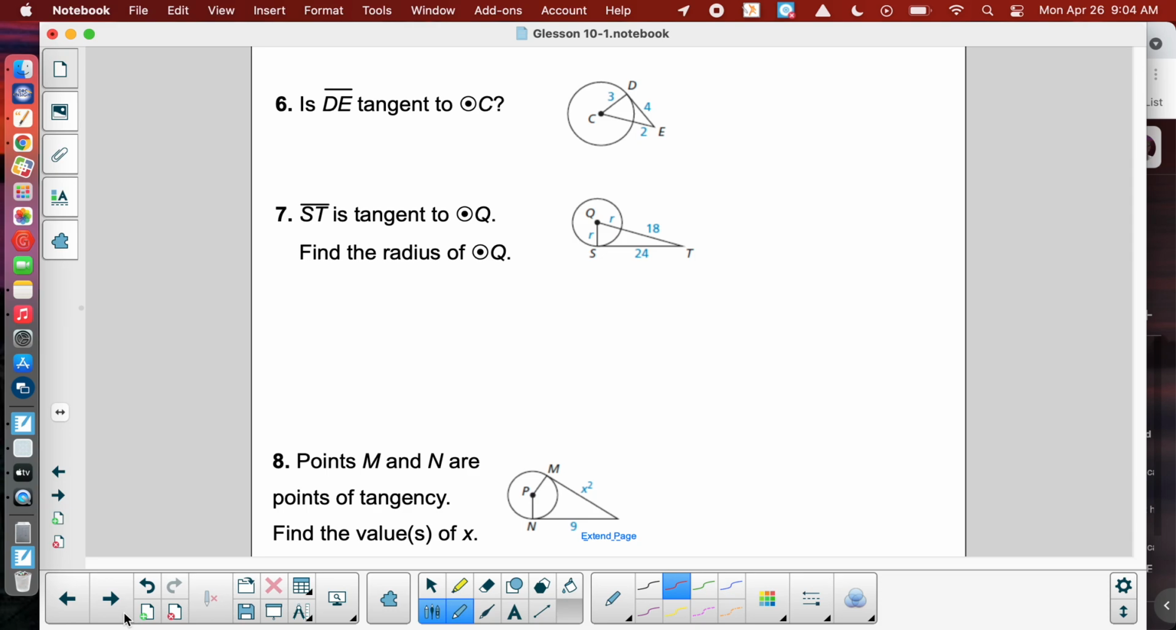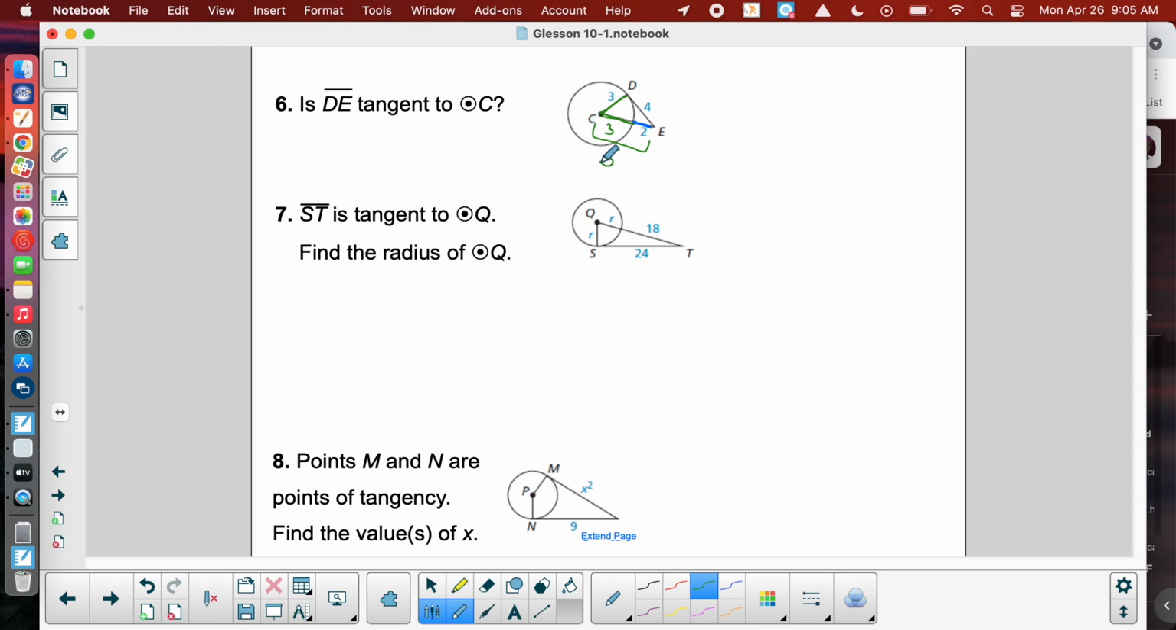Couple more examples real quick. Is DE tangent to angle C? Again, this has to be a right triangle in order for that to be the case. What some people might get confused about here is the 2 here is only indicating this part right here. You're saying, well, how do I know how long the part is? Well, because the radius of the circle is a constant. So if this is 3 from C to D, then the other green segment here also has to be 3, which means this whole side now is 5.